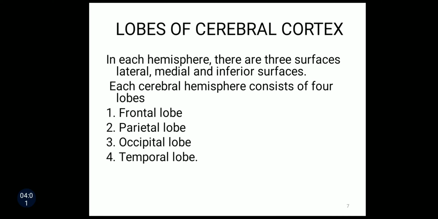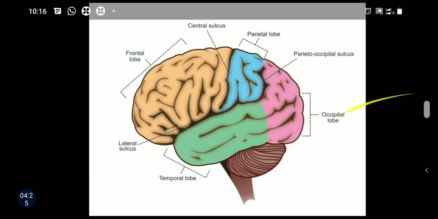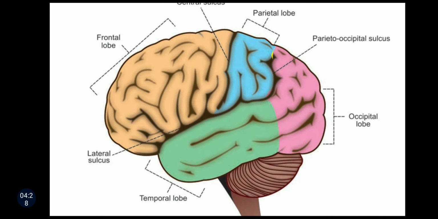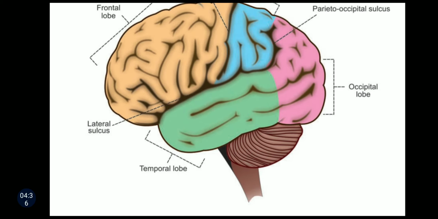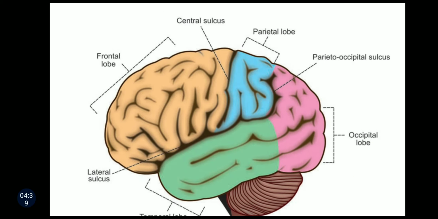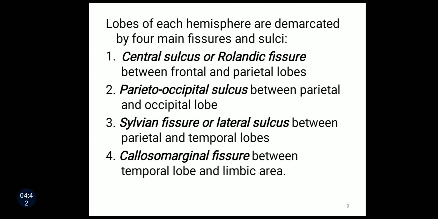The next one is about the lobes of the cerebral cortex. Each hemisphere of the cerebral cortex has mainly 3 surfaces: lateral surface, medial surface and inferior surface. And each cerebral hemisphere consists of 4 lobes, that is frontal lobe, parietal lobe, occipital lobe and temporal lobe. Here in this diagram you can see this one is the frontal lobe, this is the parietal lobe, this one in green color is the temporal lobe and pink color is the occipital lobe. These are the lobes of the cerebral cortex.